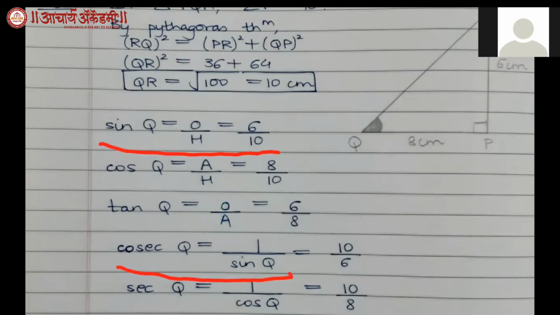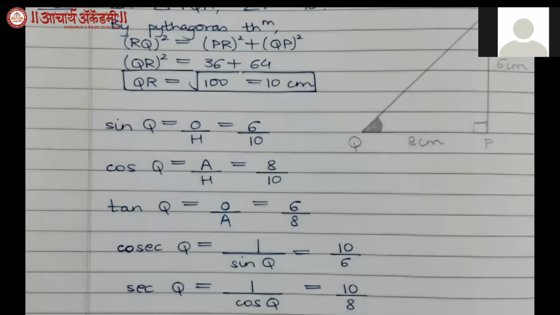Okay, ma'am. If the value of sin is 6 upon 10, then the value of cosec is the reciprocal of 6 upon 10, that is 10 upon 6. The value of sec Q we can find by using the reciprocal identity. That is, the value of sec Q will be the reciprocal of cos Q, that is 10 upon 8.